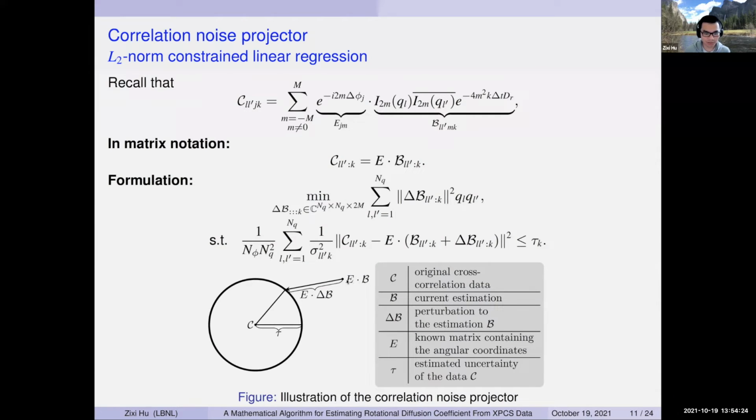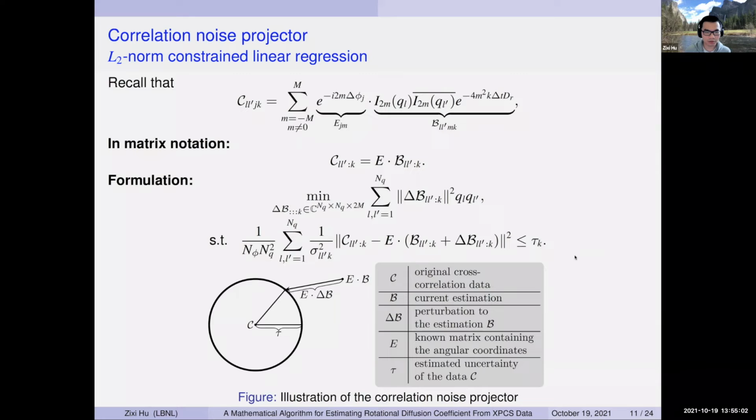So given a current estimation of B, an initial guess of B, the correlation noise projector seeks the minimum perturbation delta B, such that the perturbed B, which is B plus delta B, gives us the perturbed cross correlation, E times B plus delta B, such that the perturbed cross correlation is within a specific range from the original input C. The radius of this range is defined by tau k, which can be selected based on the quality of the input.